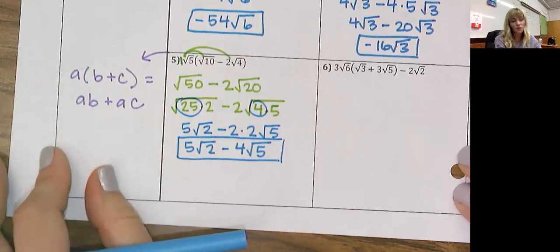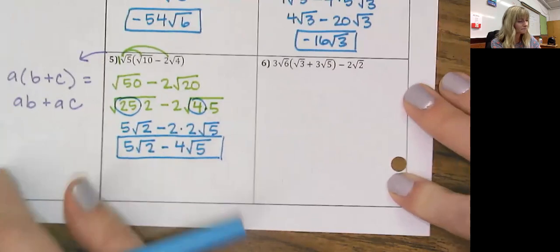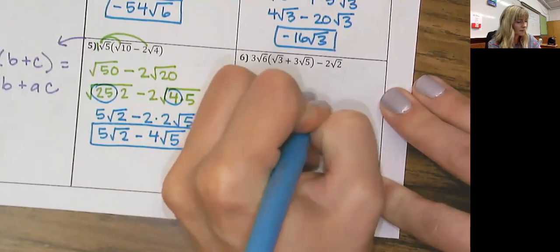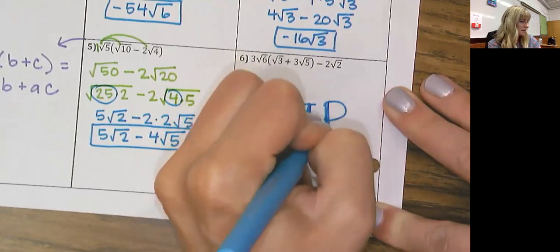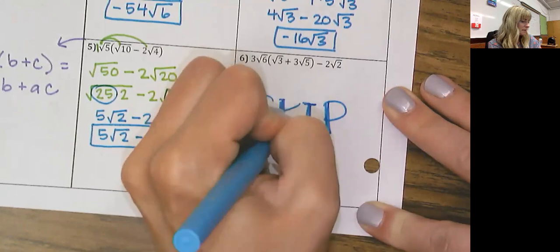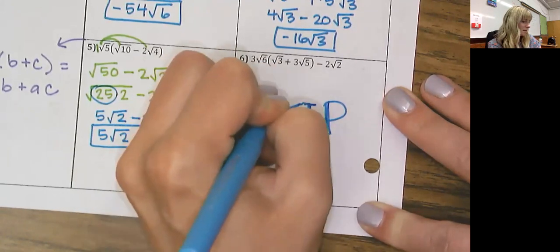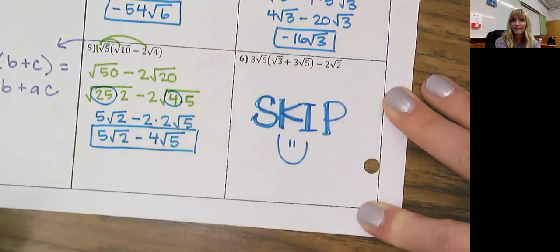Now, you are welcome to try number 6 if you want to. For the purposes of what you're practicing today, I don't think we really need this example. So I'm going to write this fun, fancy word right here. And when you take a picture of your notes and submit it to your math teacher, if yours says skip also, that's all good and fine because we all wrote that.